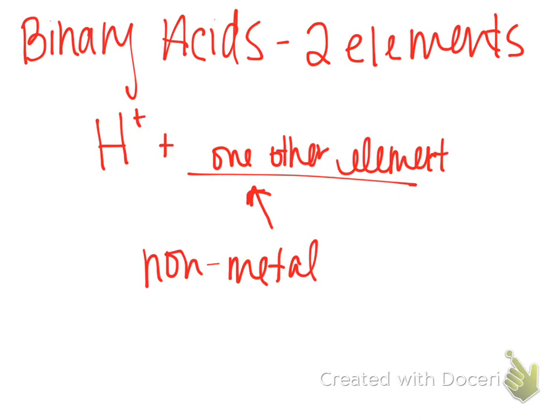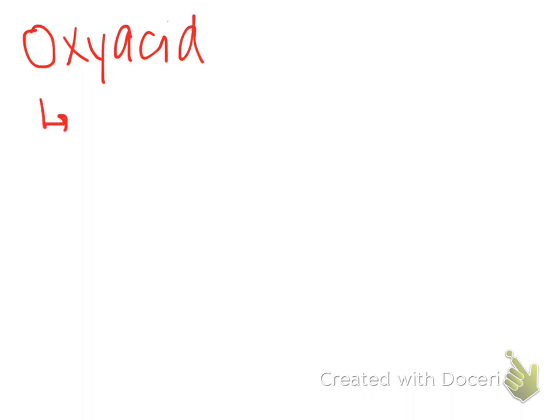The second type that we'll talk about is called an oxyacid. So what do you think that has to contain? Oxygen. Yep, it has to contain oxygen. What else? Hydrogen. And hydrogen and something else, right? Plus one other element.